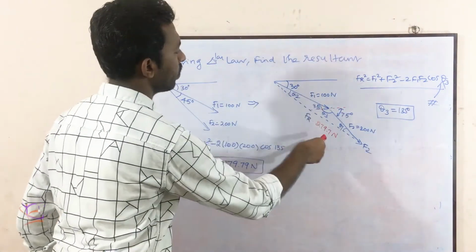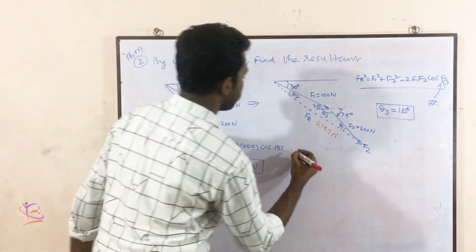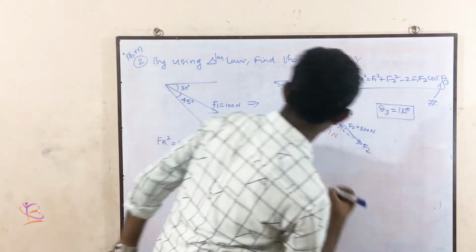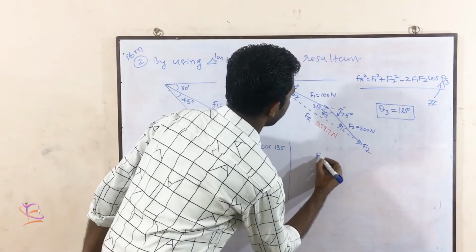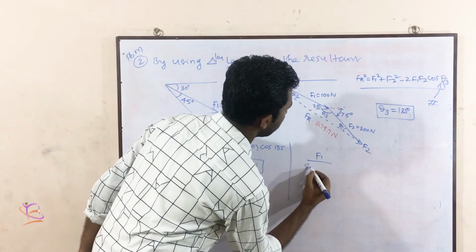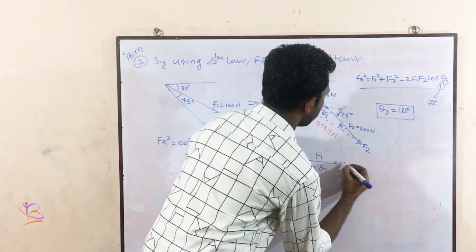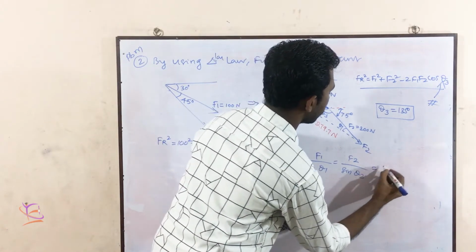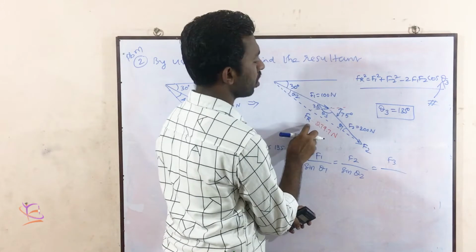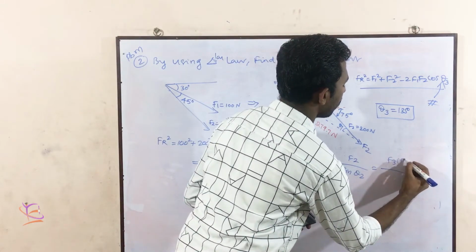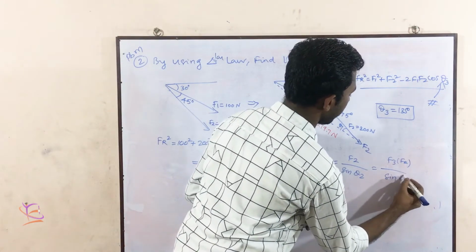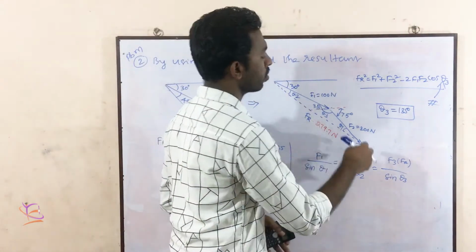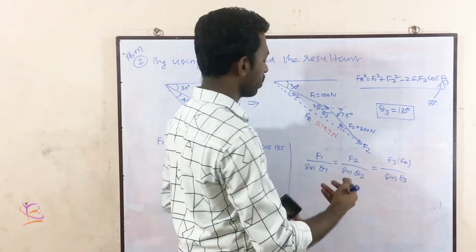Okay, so F1 divided by the opposite angle. Sorry, not Lami's theorem, the sine rule. So F1 divided by the opposite angle, sine theta 1, equal to F2 divided by the opposite angle, sine theta 2, equal to F3, which is called FR, divided by sine theta 3. So if we know some values here, you can calculate the remaining value.